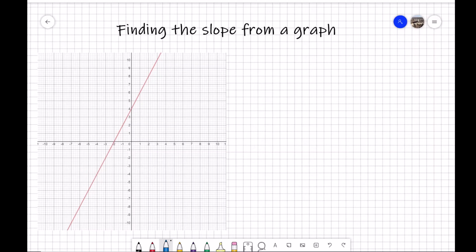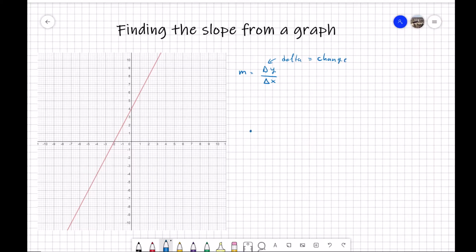Today we're going to take a look at how to find the slope of a function from its graph. The slope, also written with the letter m, is the change in y over the change in x, where this symbol is called delta and it means change. Now, what do I mean by change?